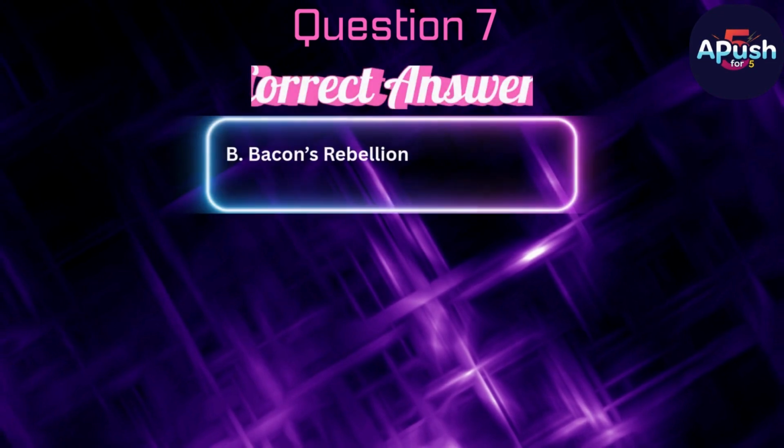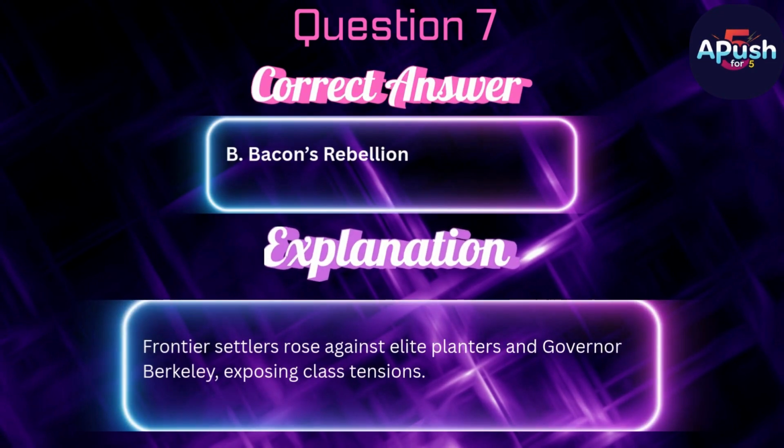The correct answer is B. Bacon's Rebellion. Frontier settlers rose against elite planters and Governor Berkeley, exposing class tensions.